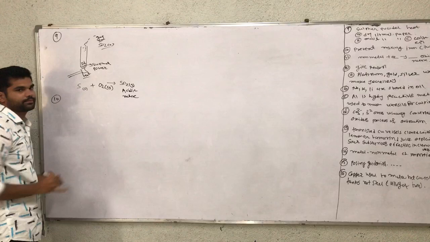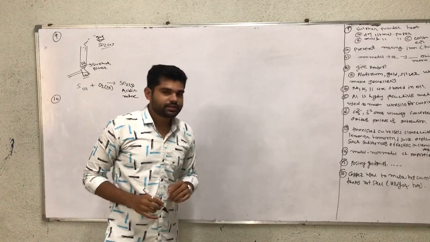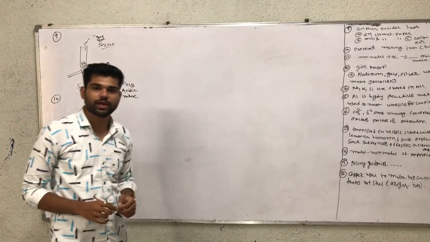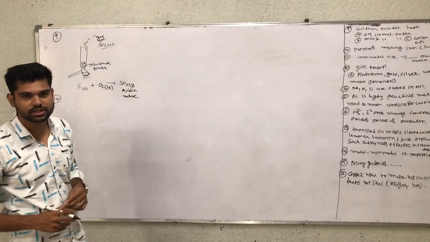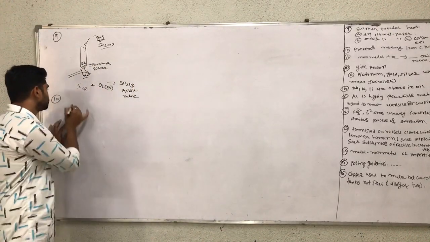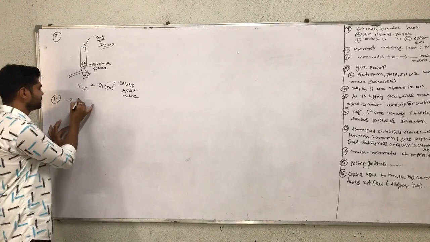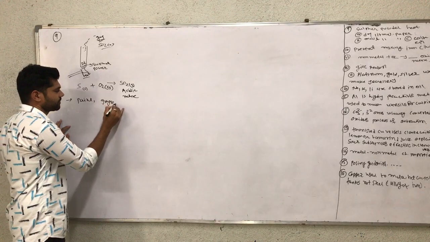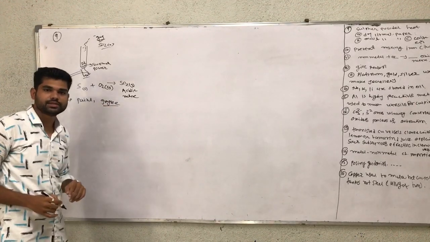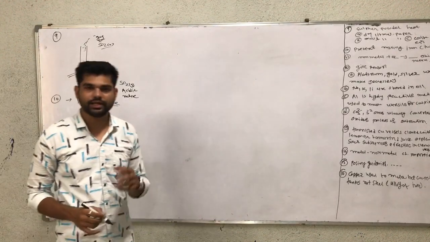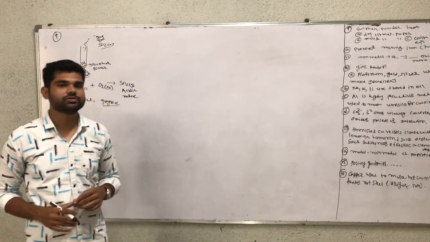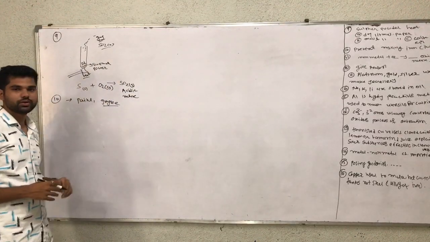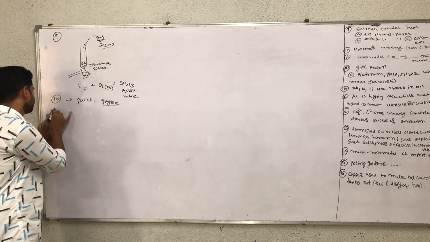Question number 10. Prevent rusting of iron. Write two steps to prevent rusting of iron. First is paint and second is grease. Applying paint and grease on the surface of iron metal. These two steps prevent corrosion of iron metal.